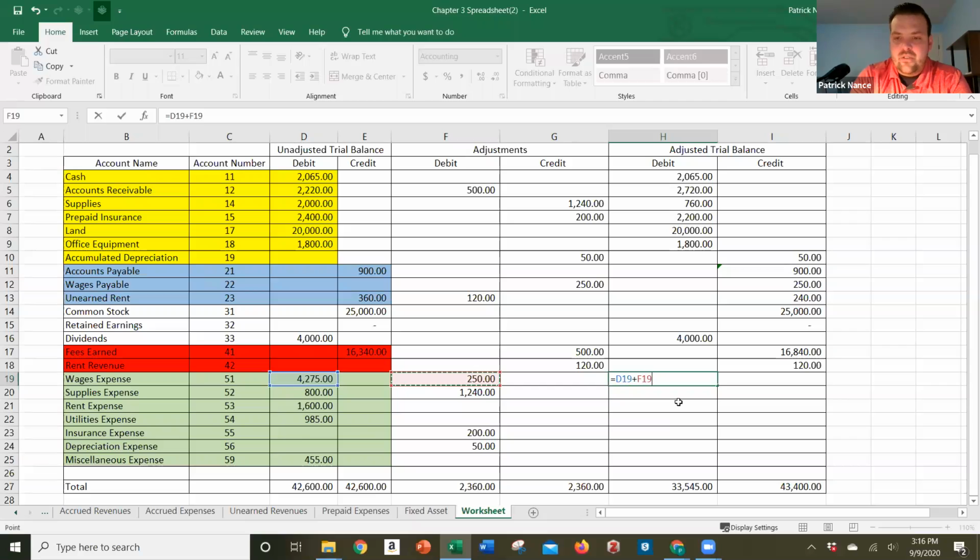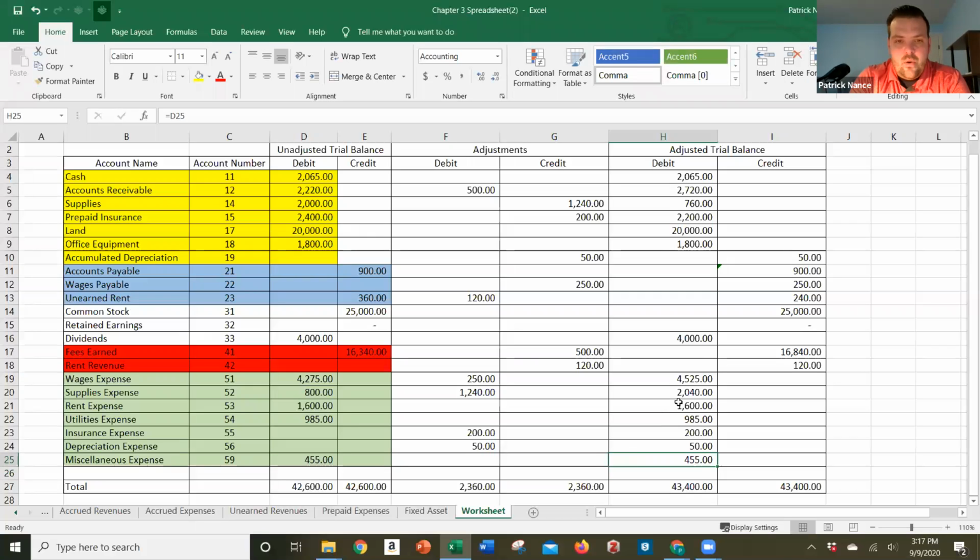We debited it for an additional $250, so I'm going to add it. Supplies expense had $800 in it. I debited it for an additional $1,240, so I'm going to add it. Rent expense didn't change. Utilities expense, no adjustment. Insurance expense started with nothing, but I debited it for $200, so it's going to be a $200 debit balance. Depreciation expense started with nothing. I debited it for $50, so I'm going to have a debit balance of $50. And miscellaneous expense had no adjustment, started with a $455 debit balance, and so I bring that balance over.